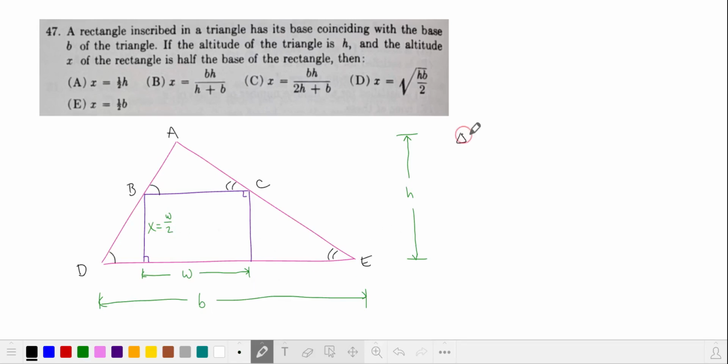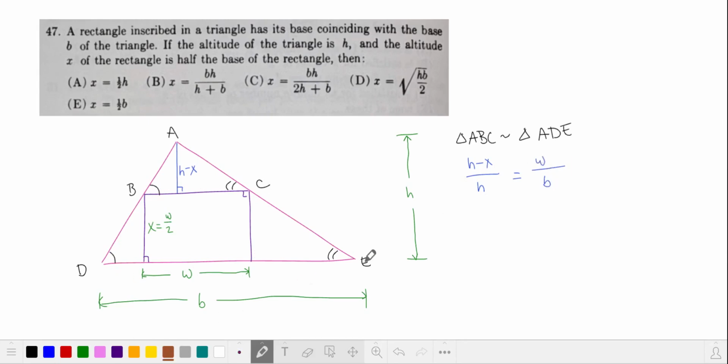I'll start by noting that triangle ABC is similar to the bigger triangle ADE, and we'll take advantage of the corresponding sides. I can find the height of triangle ABC in terms of some of these variables. That's going to be the height of the bigger triangle H, and then I'll subtract X. So if I compare the heights of these 2 triangles, the height of triangle ABC, which is H minus X, over the height of the bigger triangle, which is H. I can compare these to the corresponding sides of their bases, which are BC and DE. BC is the width of our rectangle, which I have called W, and DE is B.